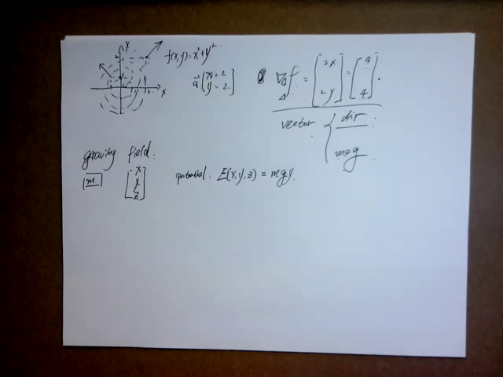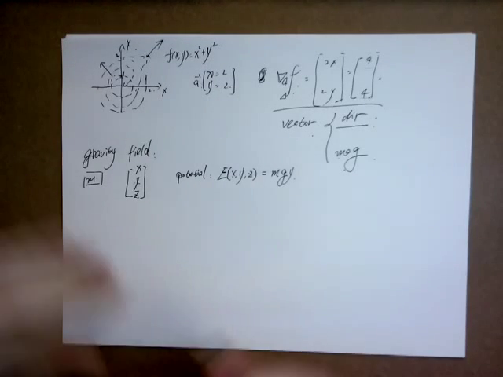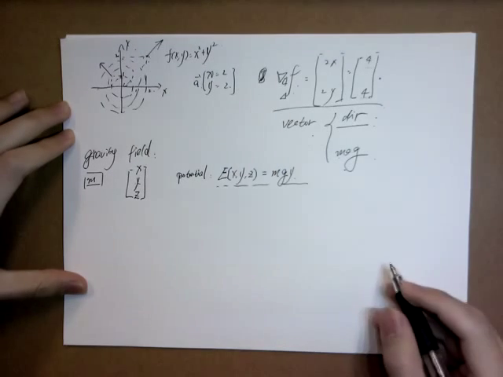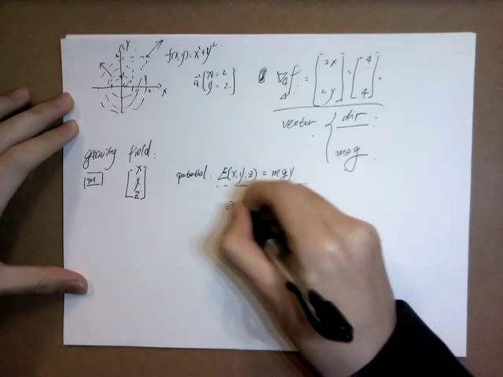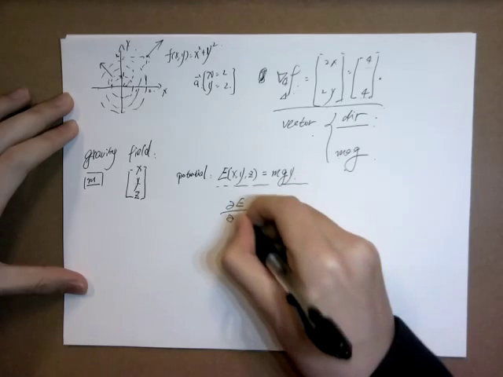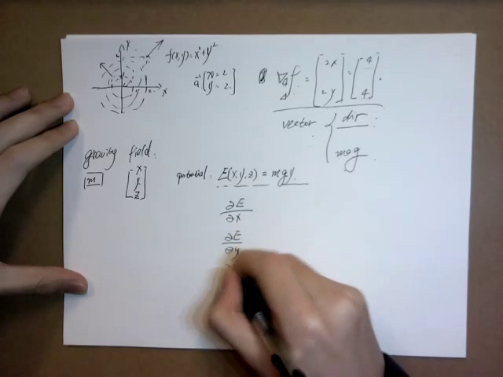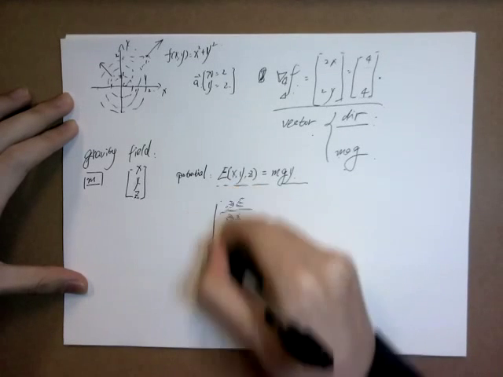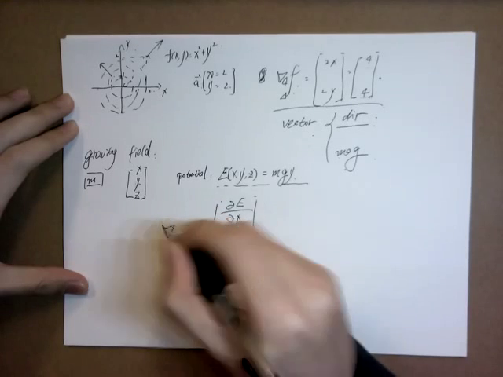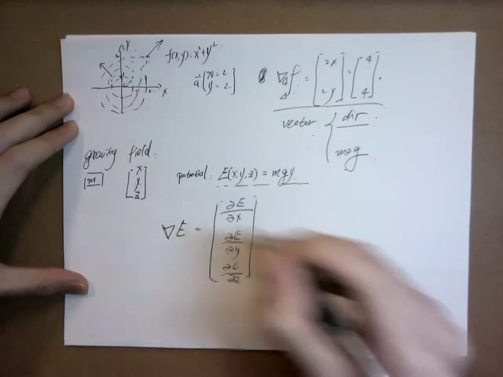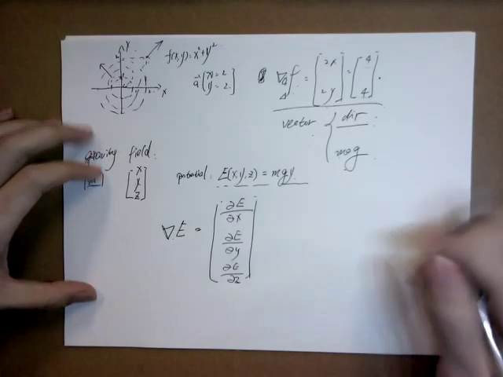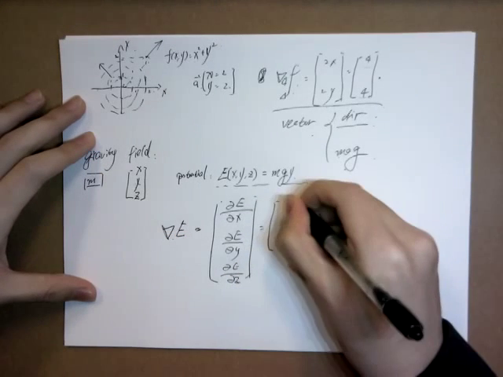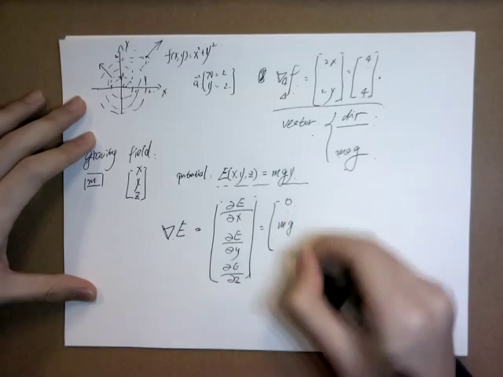Do you have any questions about it? Okay. So then I want to get the gradient of E. We can use our definition: the gradient of E is partial E, partial X, partial E, partial Y, partial E, partial Z. And this is my gradient of E around any point because they're the same. So it will be 0, mg, 0.